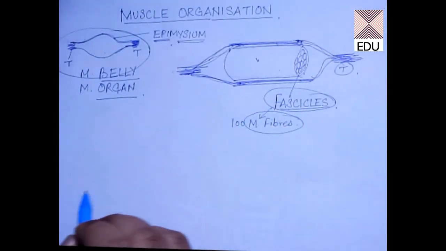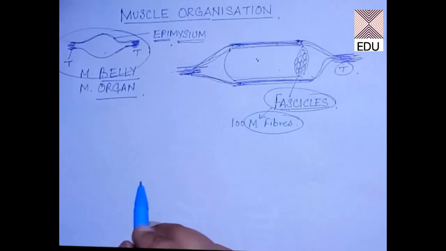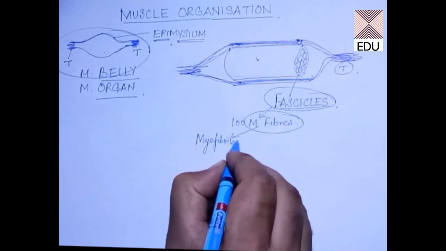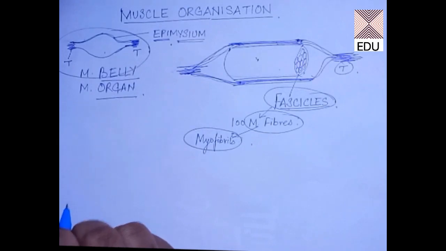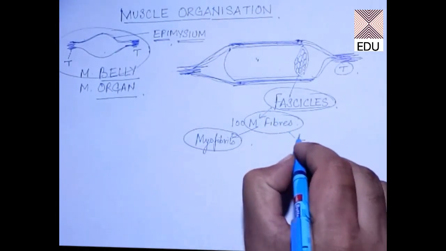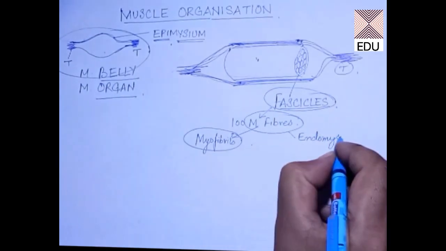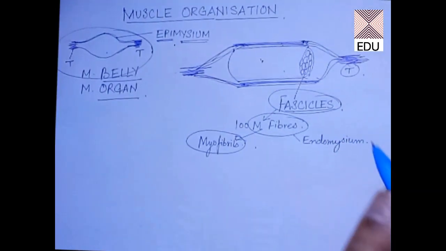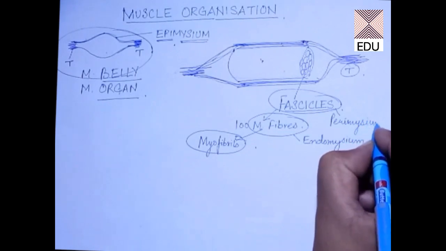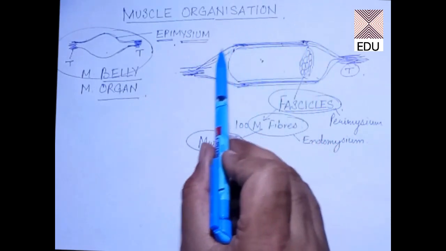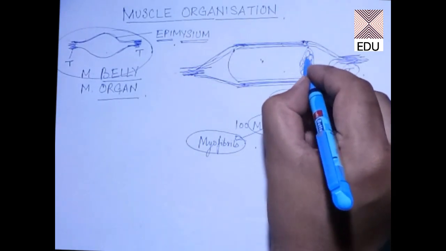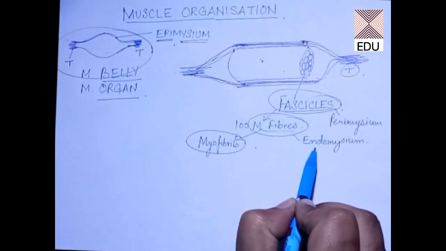Then we have the muscle fibers, and within muscle fibers we have myofibrils. One thing to note is that the individual muscle fibers are ensheathed by endomysium, whereas the fascicles are lined by perimysium. So the whole muscle is lined by epimysium, the fascicles are lined by perimysium, and the muscle fibers are lined with endomysium.